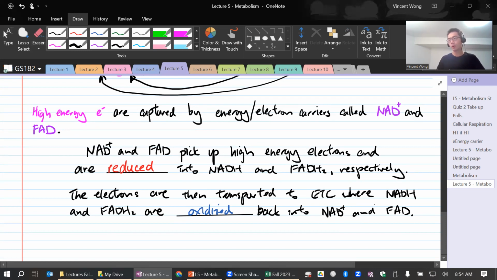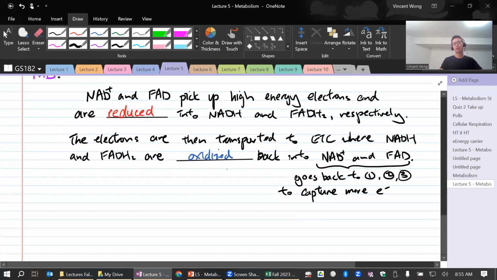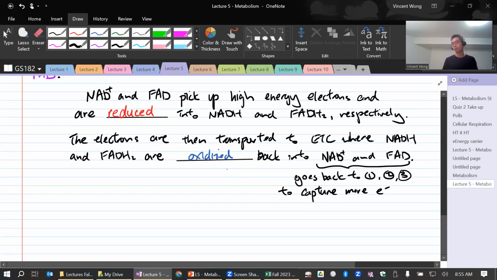And like I said, these two will go back to the first three steps. Just gotta quickly write here. Goes back to 1, 2, 3 to do what? Why are they going back to 1 to 3? To start it again. That's right. Goes back to 1, 2, 3 to capture more electrons, right? The more electrons they capture, the more energy we can produce, the more ATP we can produce.